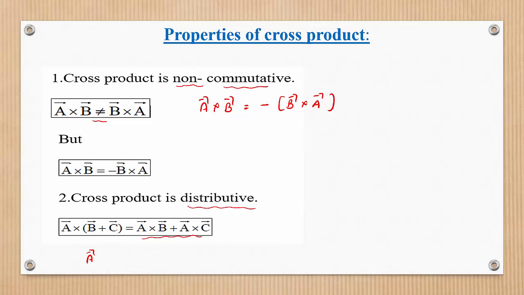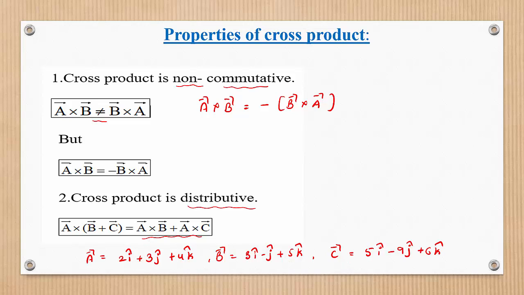I am going to consider vector A as 2i cap plus 3j cap plus 4k cap. And vector B as 3i cap minus j cap plus 5k cap. Similarly, vector C equal to 5i cap minus 9j cap plus 6k cap. We can substitute all these values here.